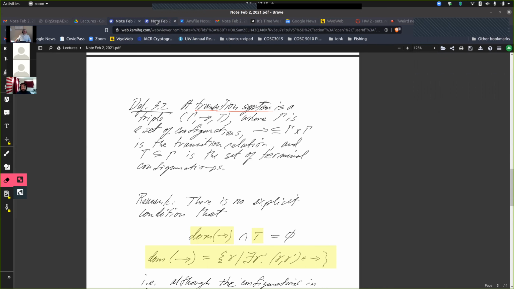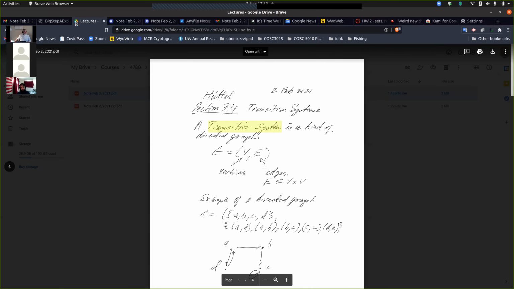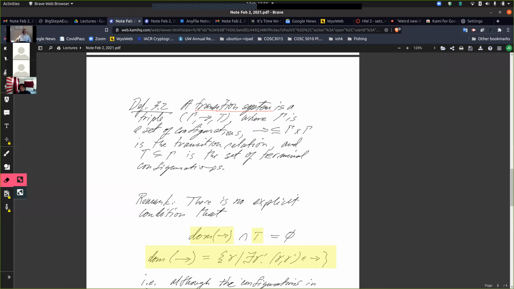All right, let me try to open the other notes. Let's see, is this the same? That's the same. How do I get to it now? I want to go to my Google Drive. Okay.